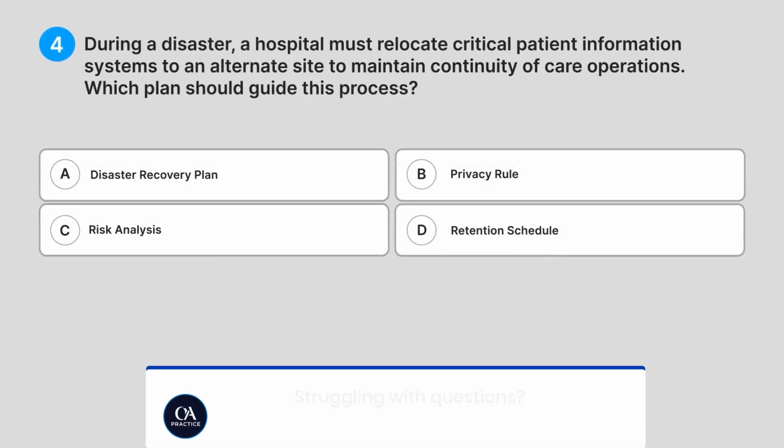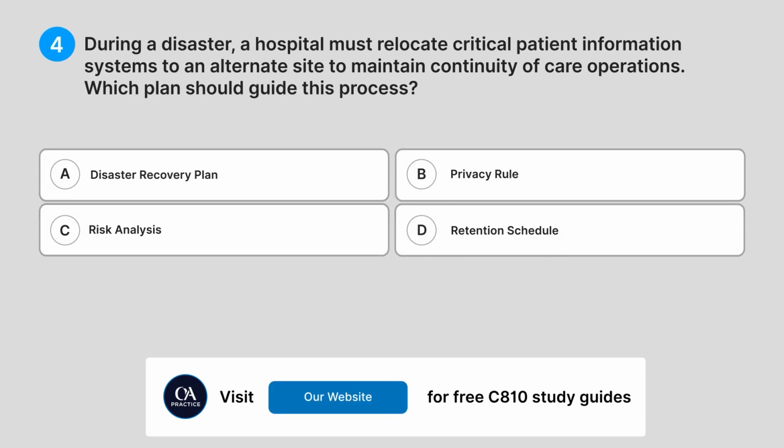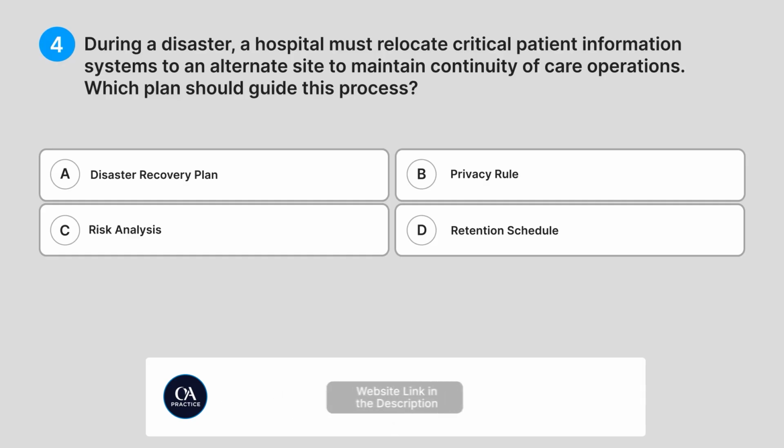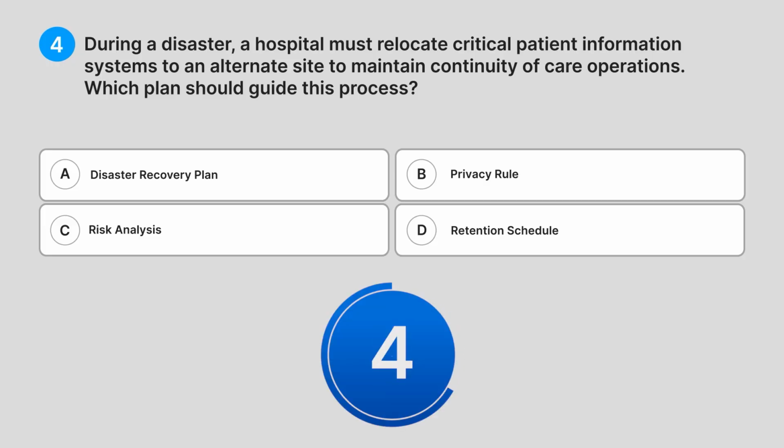4. During a disaster, a hospital must relocate critical patient information systems to an alternate site to maintain continuity of care operations. Which plan should guide this process? A. Disaster recovery plan. B. Privacy rule. C. Risk analysis. D. Retention schedule. Do you know the answer?